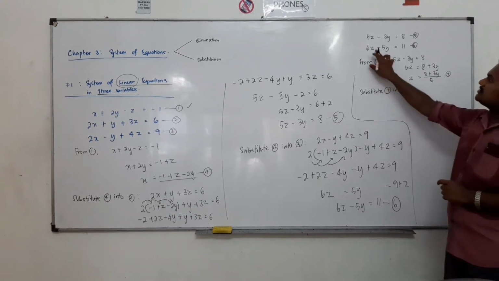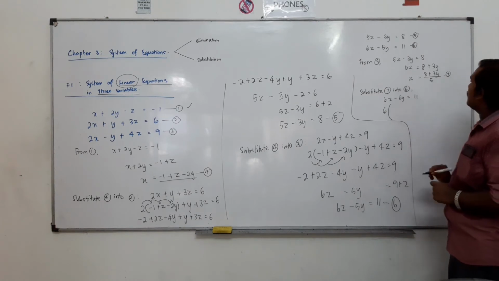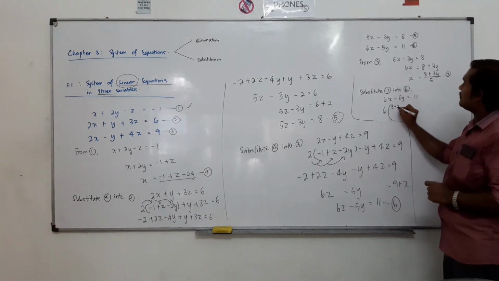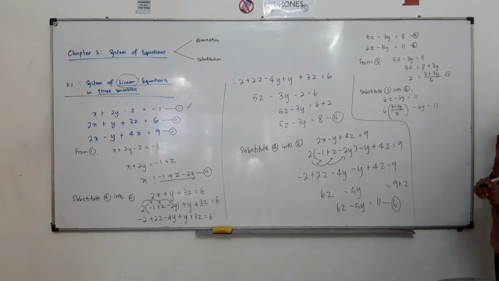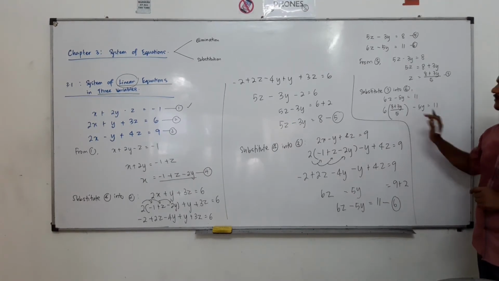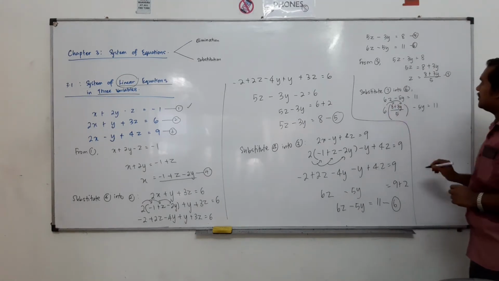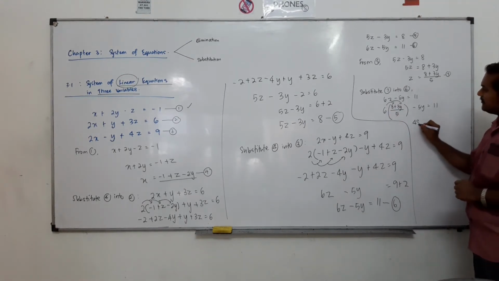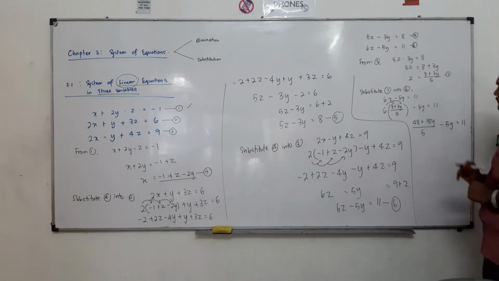Okay, in the place of z we are going to substitute equation number 7. 6 multiply with 8 plus 3y over 5. Now we are going to multiply as usual. So we will be getting 48 plus 18y over 5 minus 5y equals to 11.